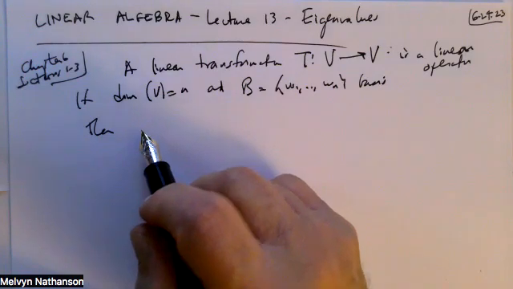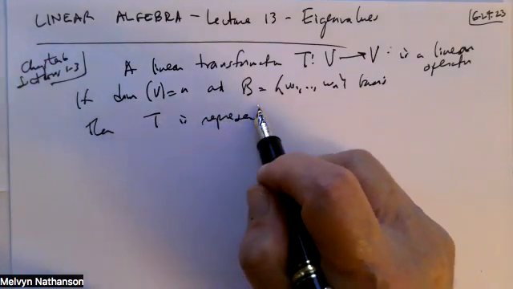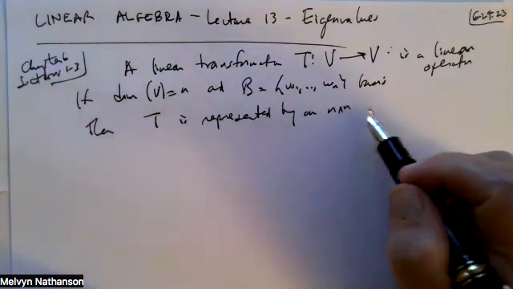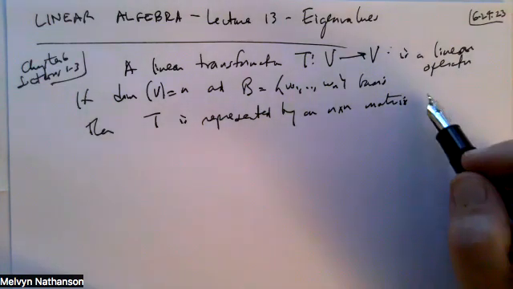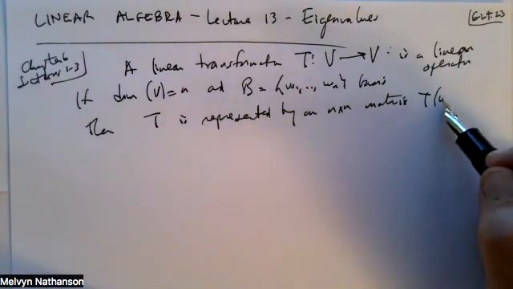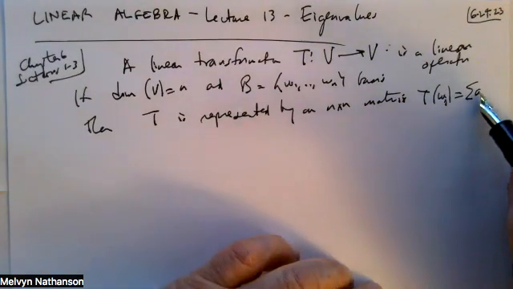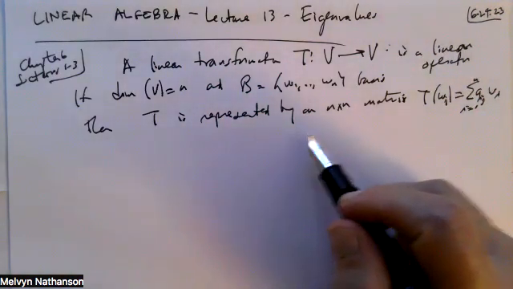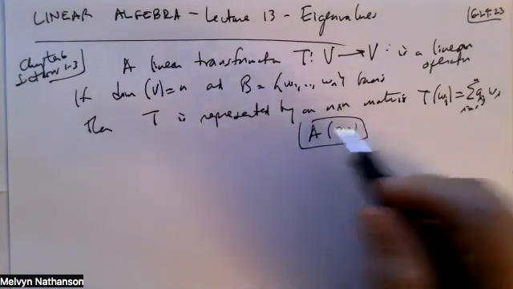Then T is represented by an n by n matrix, a square matrix where T of the vector Wj is some summation Aij Wi, i goes from 1 up to n. So we have this n by n matrix A with coordinates Aij.